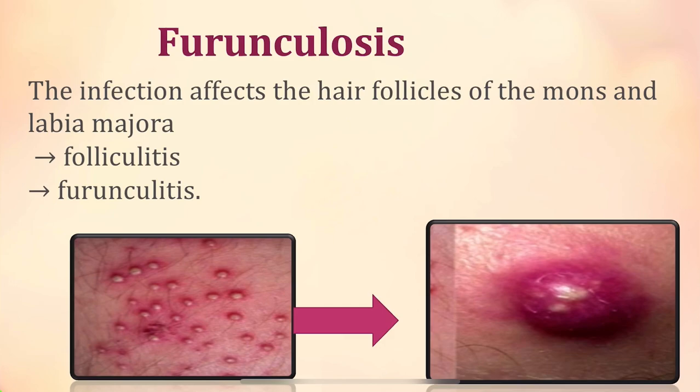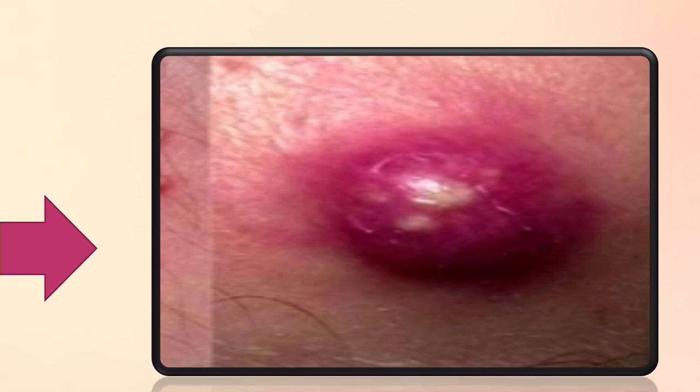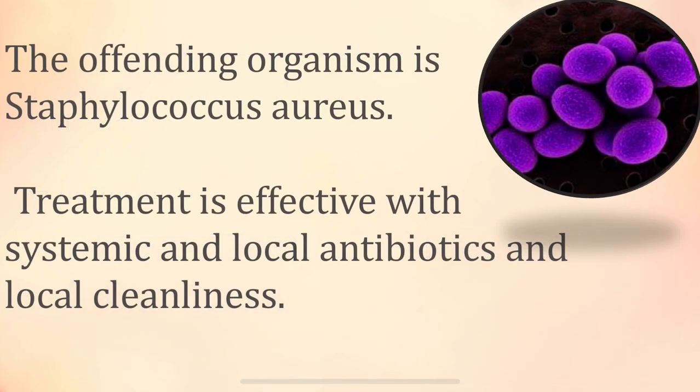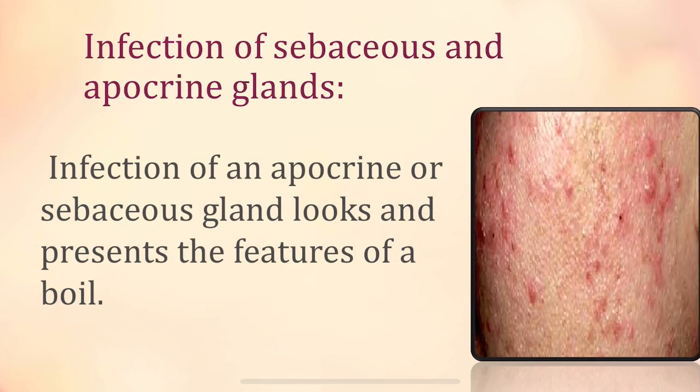Now we're moving on to furunculitis. What happens in this? It is a deeper infection of the hair follicle. Furuncle is another name for a boil. A pus-filled bump will be seen under the skin. It is usually infected and the hair follicle is going to be inflamed. The offending organism in this is again Staphylococcus aureus. The treatment is systemic and local antibiotics, and cleanliness to be maintained.